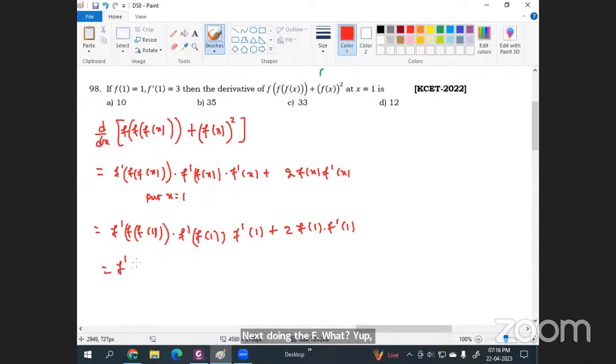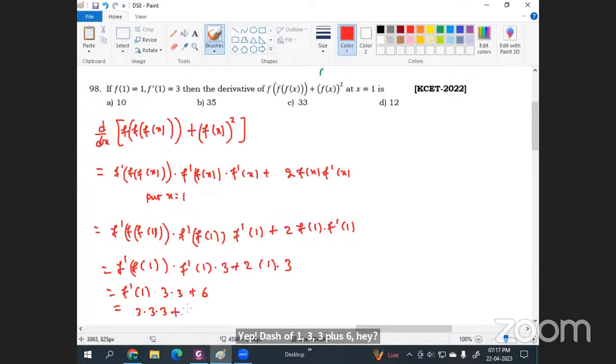So f dash of f of 1 is how much? 1 into f dash of f of 1. F dash of f of 1 is f dash of 1, 3. 2 into f of 1, f of 1 is 1. F dash of 1, 3. Again, f dash of f of 1 is 1. F dash of 1, 3, 3 plus 6. Again, f dash of 1 is what? 3 into 3 into 3 plus 6. That equal to 33. So, C is the right option.